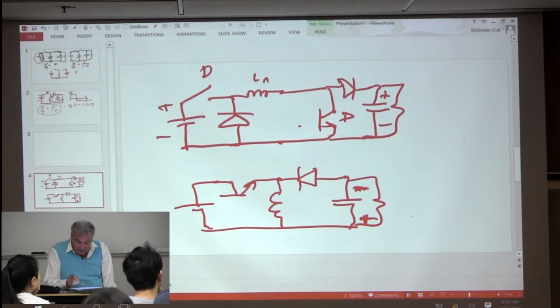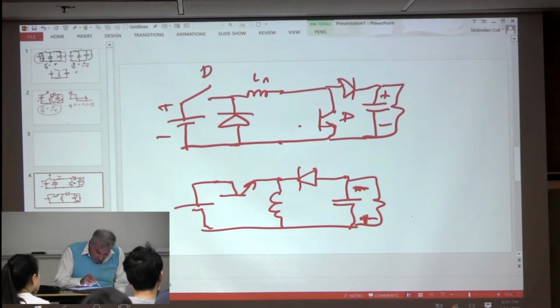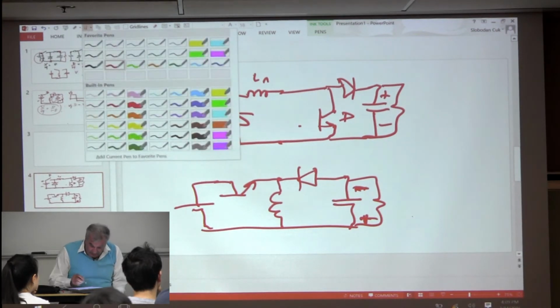This one has 4 switches, and this one has only 2. Here comes the idea. Can we trade polarity inversion to reduce number of switches from 4 to 2? And flyback confers that, that's true, right?